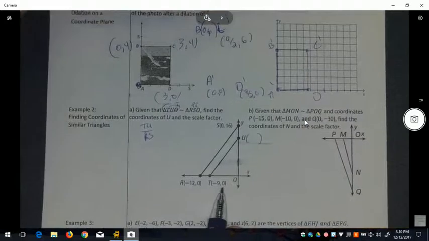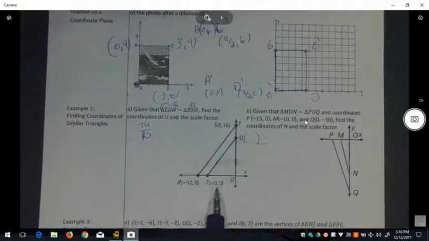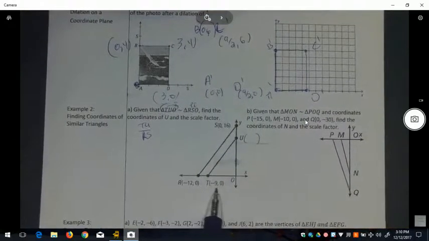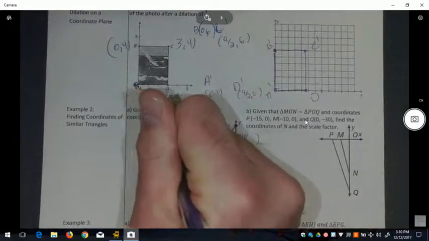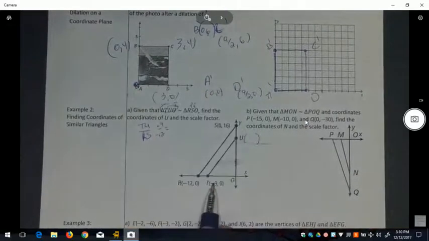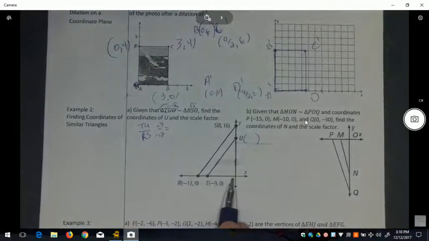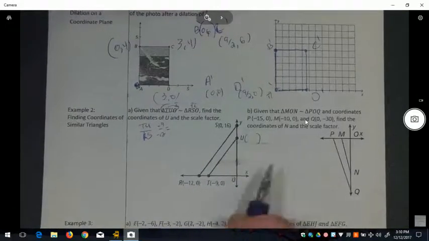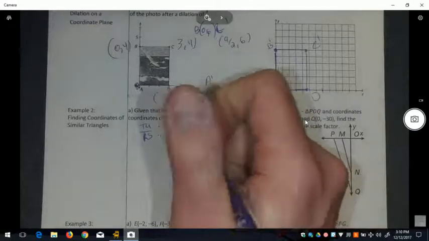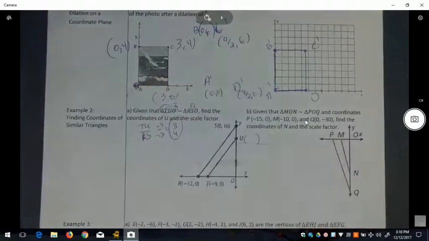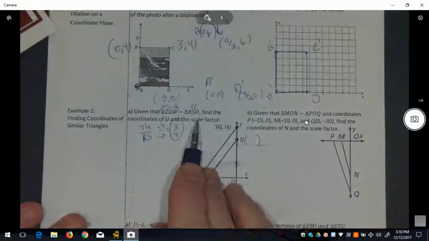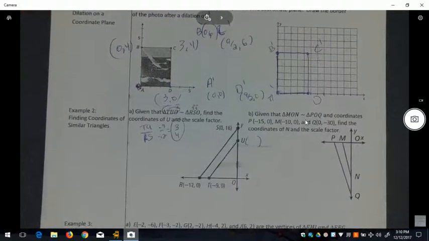Well, from TU to RS, the scale factor is going to be -9 over -12, because this point and this point match up. This is 9 units long. This is 12 units long. That's a scale factor of 3 divided by 3, 3/4. So the scale factor, given that similarity statement, is 3/4.